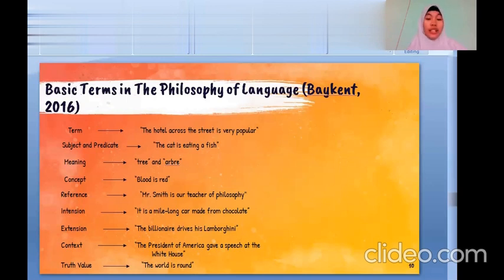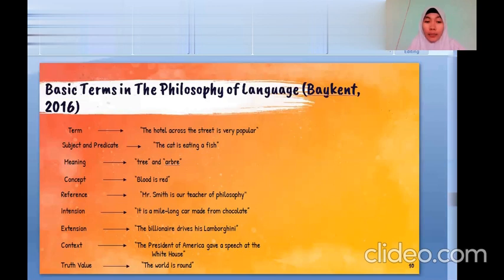For example, the hotel across the street is very popular. Based on the example, there are two terms. The first is the hotel across the street, and the second term is very popular. And we know that the first term, the hotel across the street, is the subject, and the second term, very popular, is the predicate.